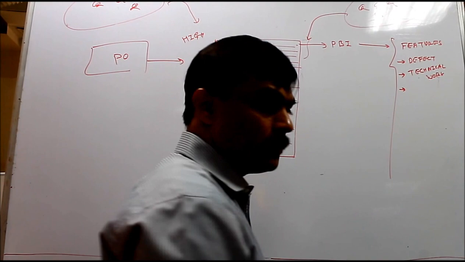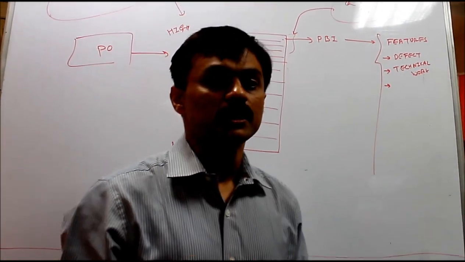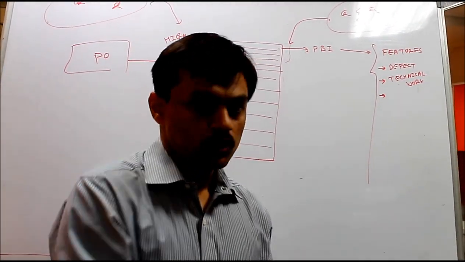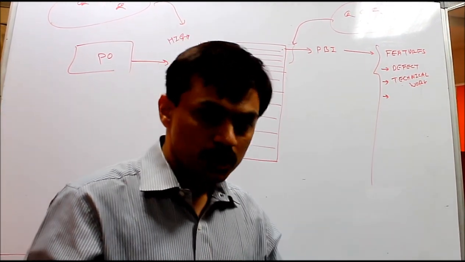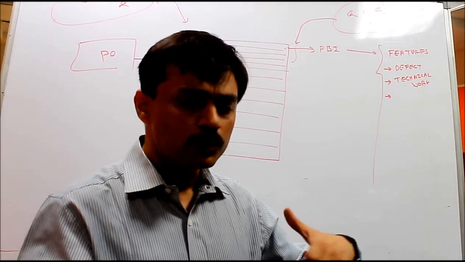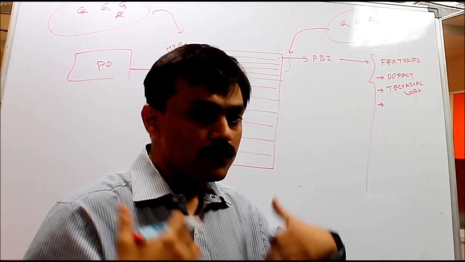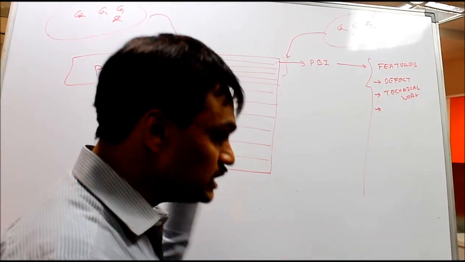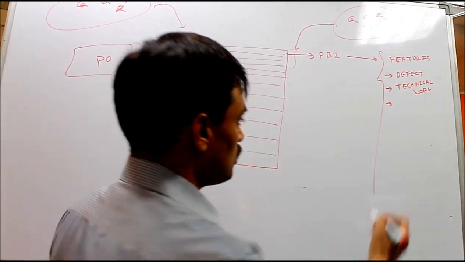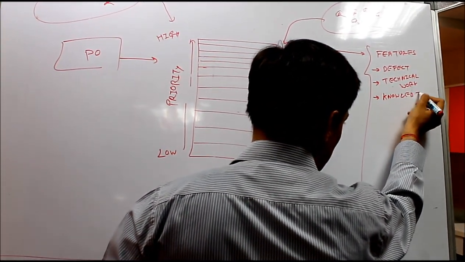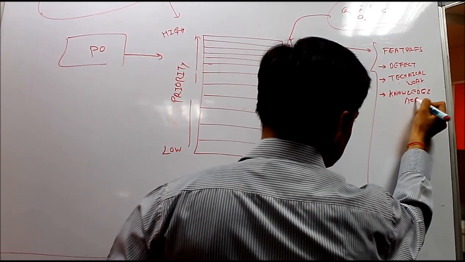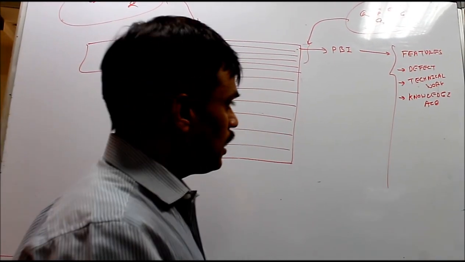The product backlog may have work items which are related to knowledge acquisition. So if you want to acquire some knowledge in order to identify an architectural alternative, or if you want to run any spike story, those kinds of exploration work also get listed in the product backlog. So knowledge acquisition related work also falls under the product backlog.